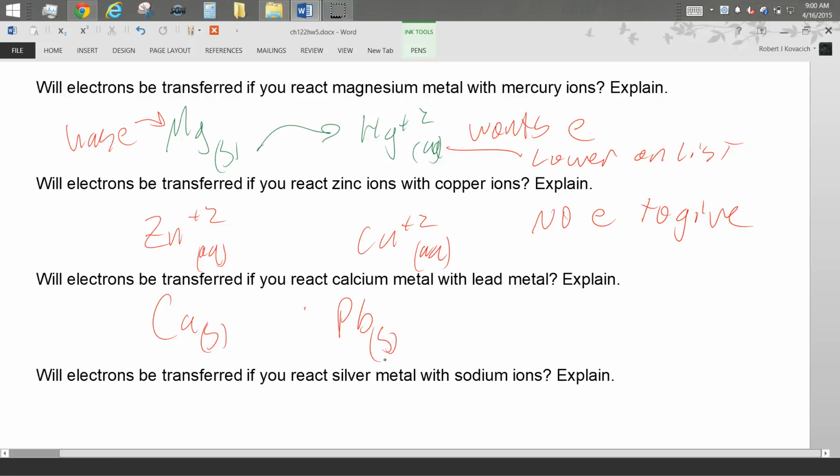So what happens with this next one with the calcium and the lead? Nothing. Everybody has their electrons. Nobody needs any electrons. There's no electron transfer.